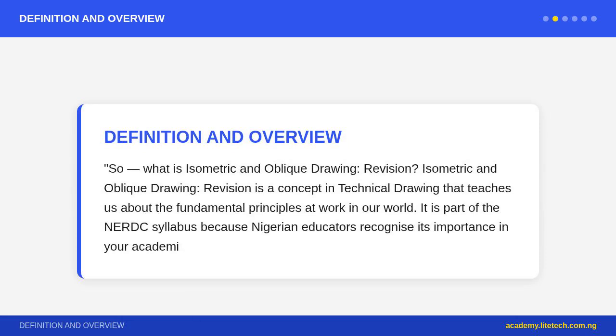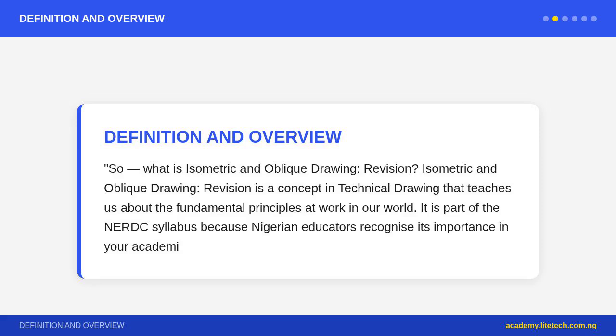So, what is isometric and oblique drawing, revision? From the market of Onitsha, to the oil fields of Rivers State, to the groundnut pyramids once found in Kano, isometric and oblique drawing, revision connects your classroom to the real Nigeria you live in.